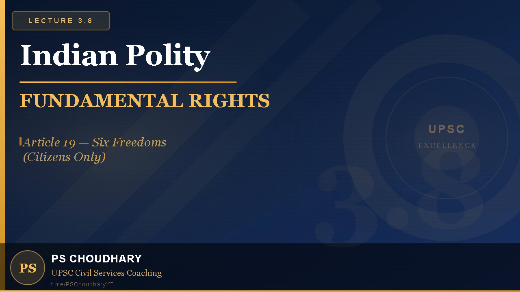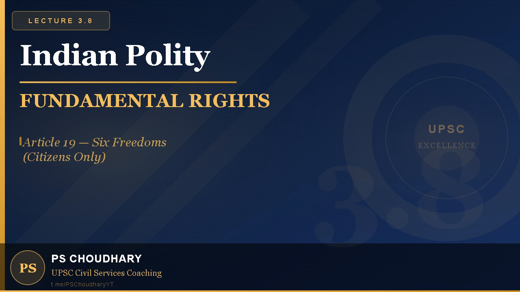Article 19 Clause 1 gives 6 freedoms. There used to be 7. The right to acquire, hold, and dispose of property was Subclause F. The 44th Amendment of 1978 deleted it. So the 6 freedoms today run as subclauses A, B, C, D, E, and G. There is no subclause F. If any exam option says subclause F still exists, it is wrong. Let me walk you through each freedom.